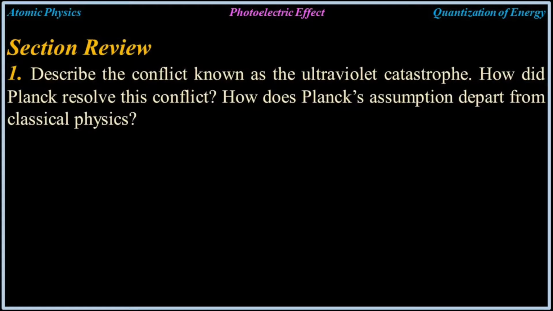Section review number 1. Describe the conflict known as the ultraviolet catastrophe. How did Planck resolve this conflict? How does Planck's assumption depart from classical physics?